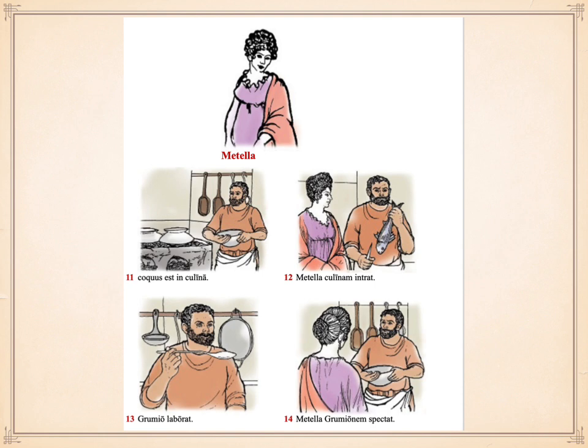So number 11 says, Coquos est in culina. I'll let you translate that. And number 12 says, Metella culinam intrat. So we see Metella as the subject. Intrat means something like enters. So Metella enters, she enters the culina. She enters the kitchen. Number 13 says Grumio laborat. So Grumio works, or Grumio is working, either one. Then we see Metella Grumionem spectat. So I'll let you do number 14 on your own.